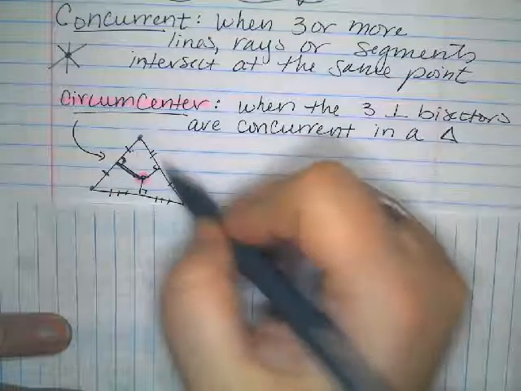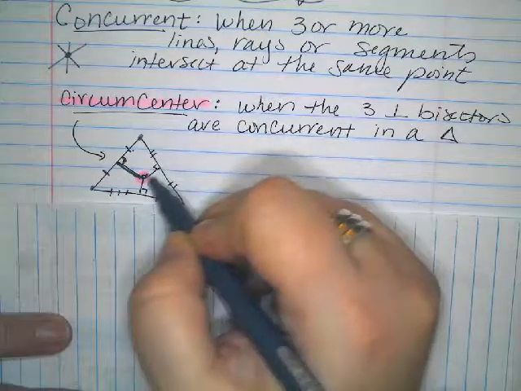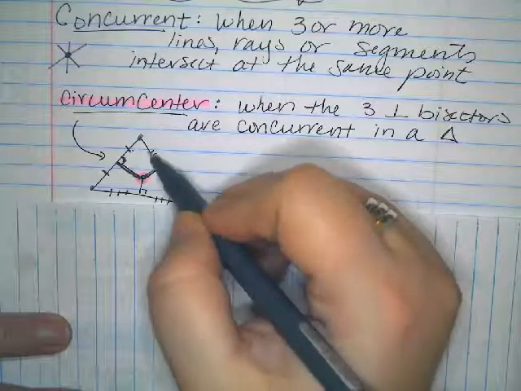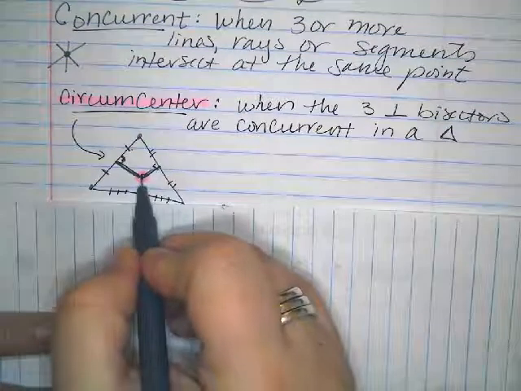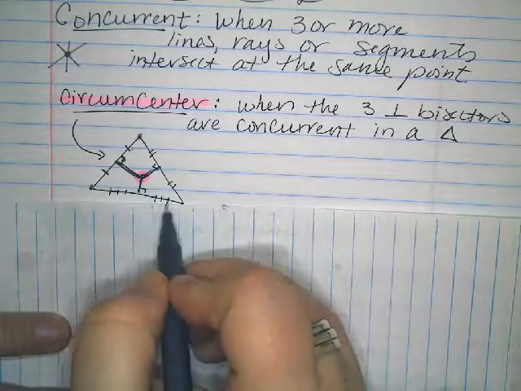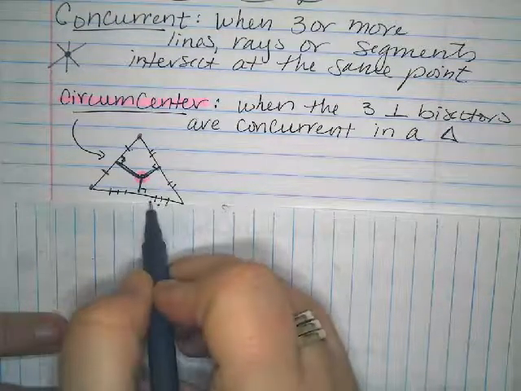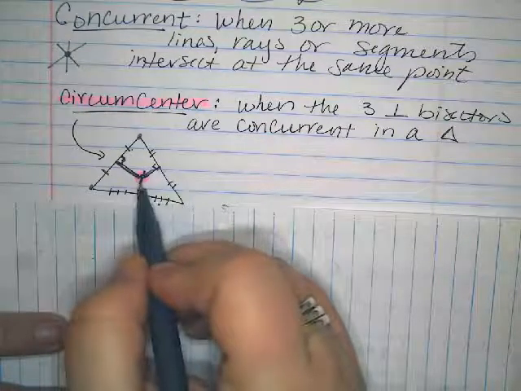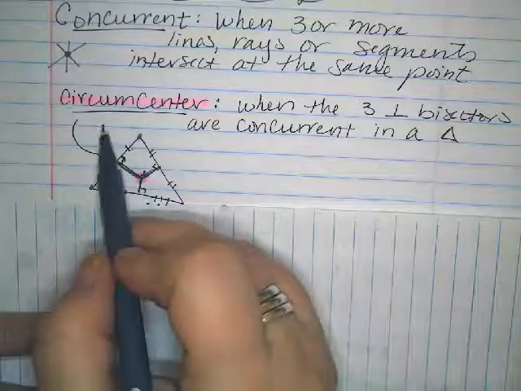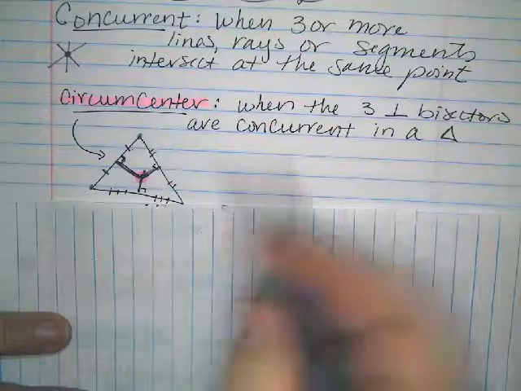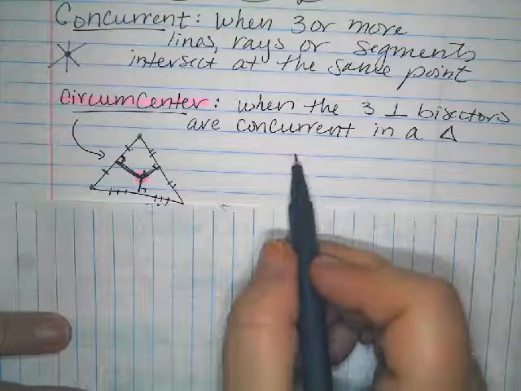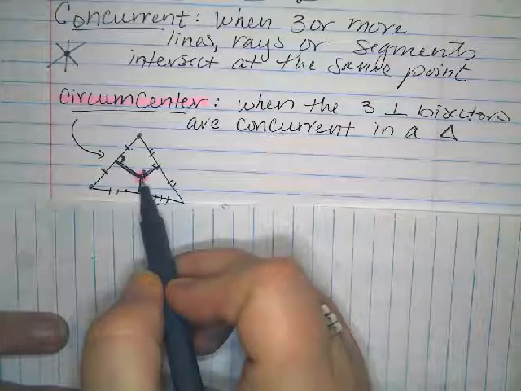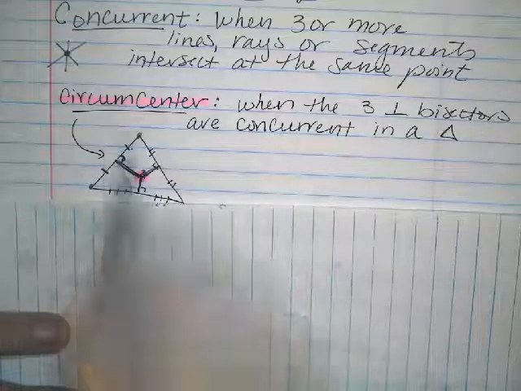So the same thing over here. From here to here, I can see this is the perpendicular bisector. These two are the same. And then I can see this one right here is the perpendicular bisector to this side, and these are also the same. So this little point where they meet is called the circumcenter. It's the place where they're concurrent in a triangle. This point of concurrency just has a special name. It's called the circumcenter.